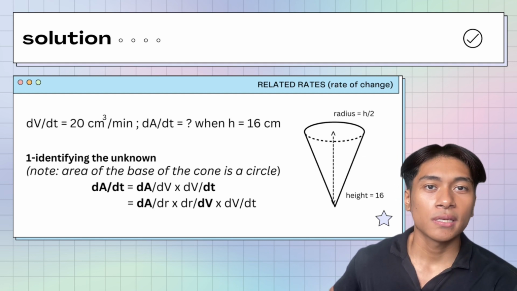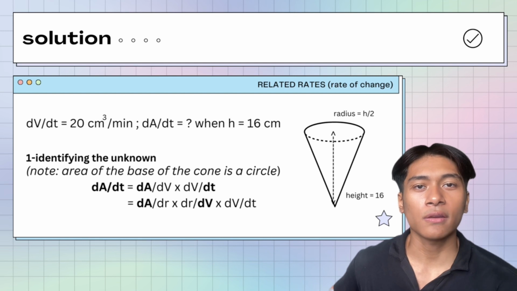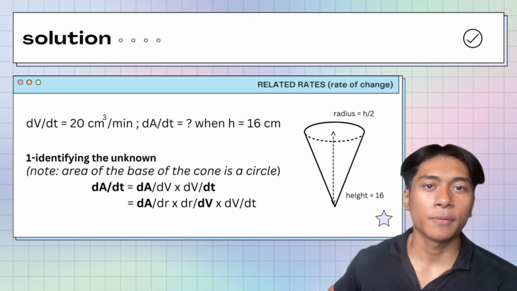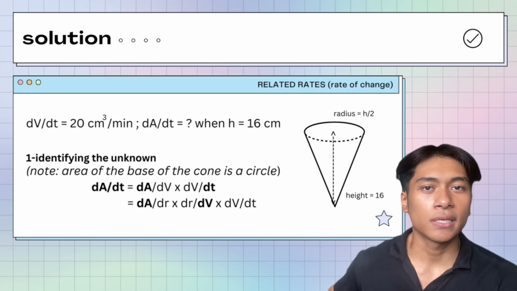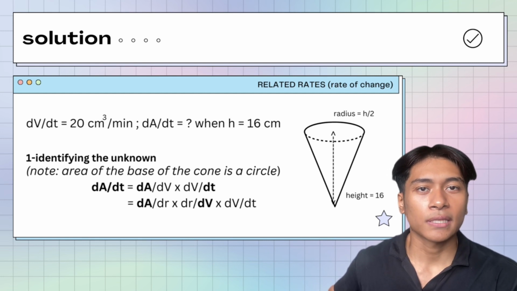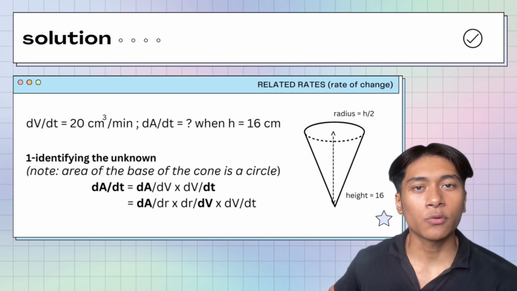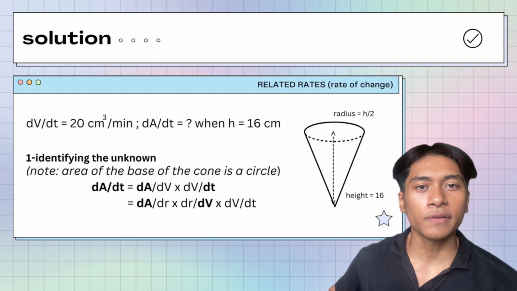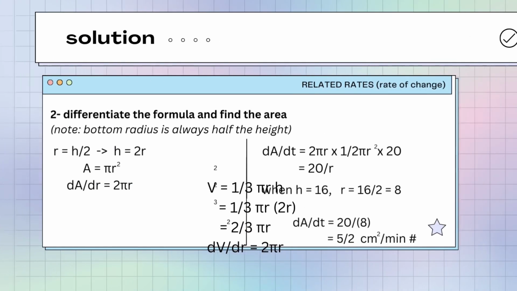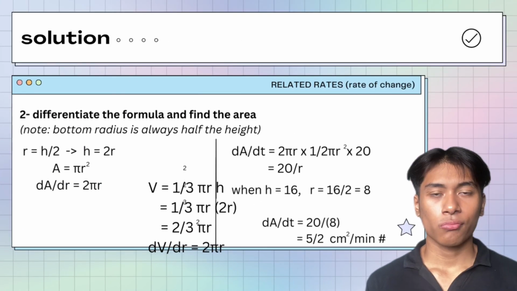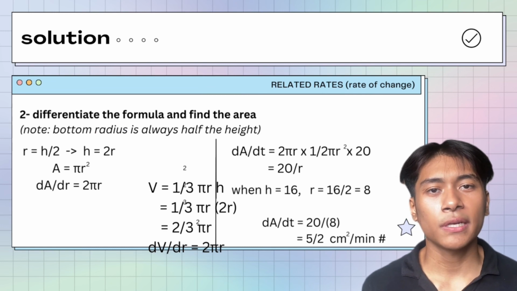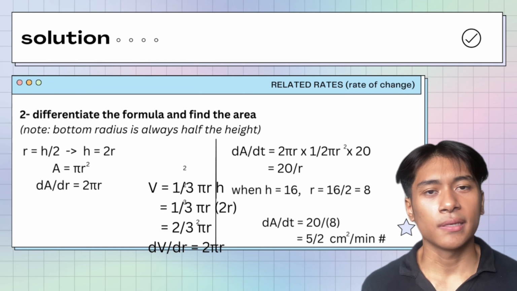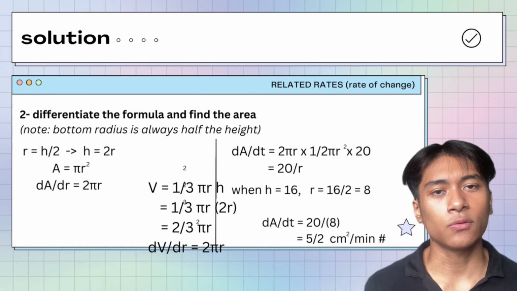In this case, the first step is identifying the unknown. Note that the area of the base of the cone is a circle. So dA over dt is equal to dA over dV times dV over dt, which is equal to dA over dr times dr over dV times dV over dt. The second step is to differentiate the formula and find the area. Note that the bottom radius is always half of the height. So r is equal to h over 2, so h is 2r.